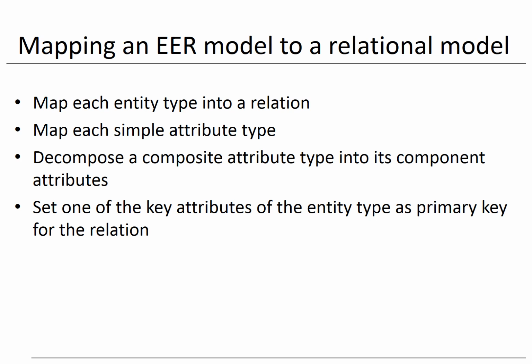The first step is to map each entity type into a relation. Simple attribute types can be directly mapped. A composite attribute type needs to be decomposed into its component attributes. One of the key attribute types of the entity type can be set as the primary key of the relation.